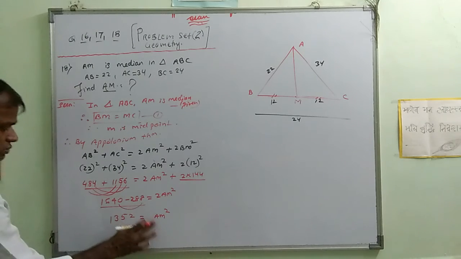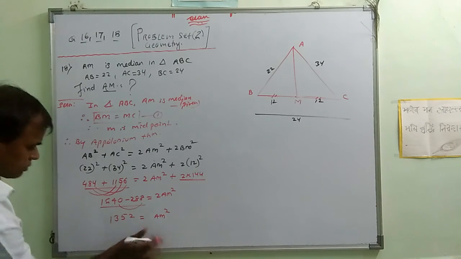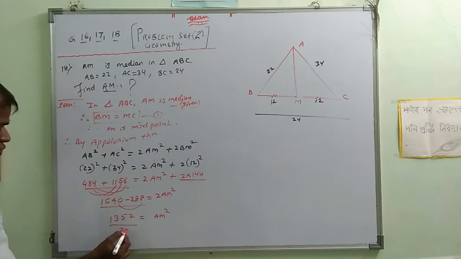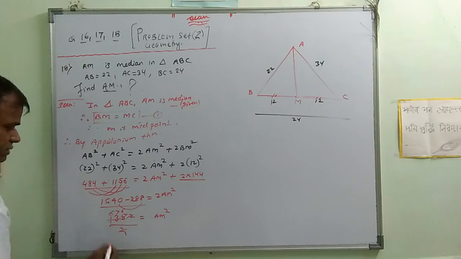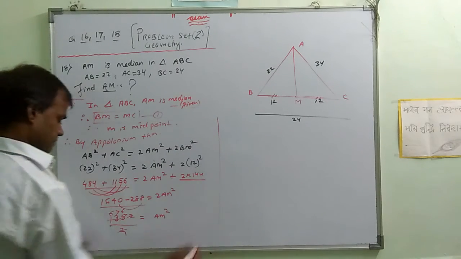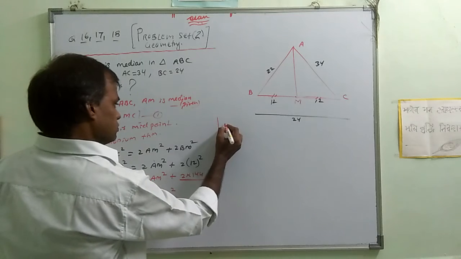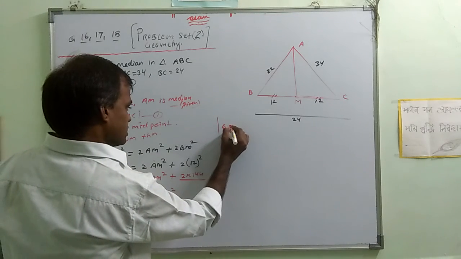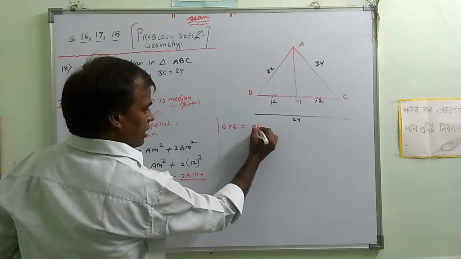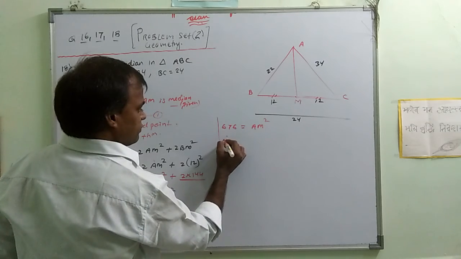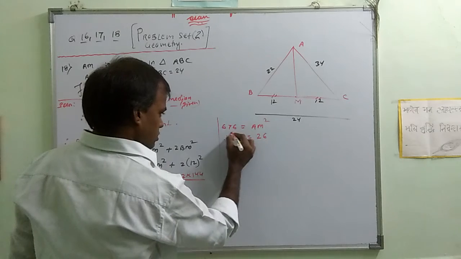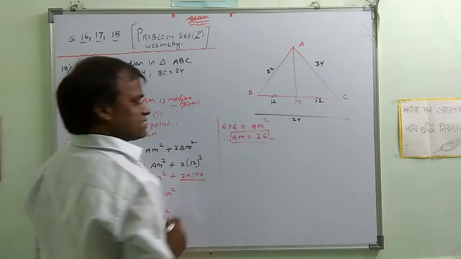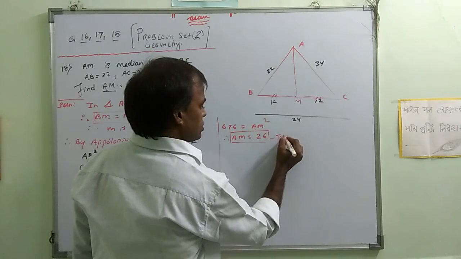Let's take this 2 down. 2 ones are 2, 2 sixes are 12, 2 sevens are 14, 2 sixes are 12. So we get 676 equals AM square. Therefore, AM equals 26. The square root of 676 is 26. Taking square root.